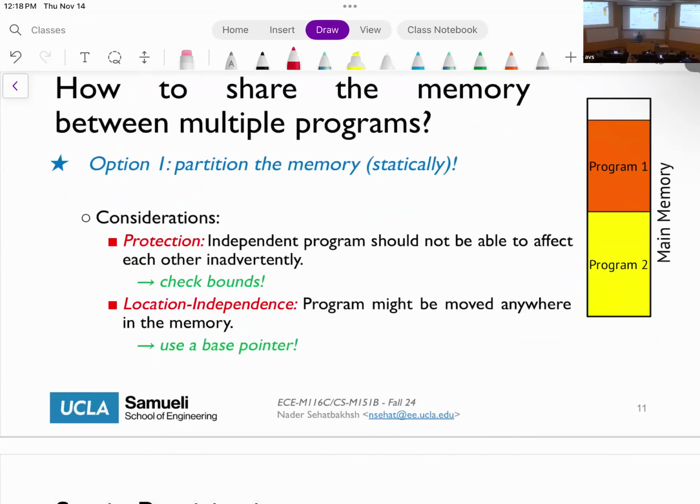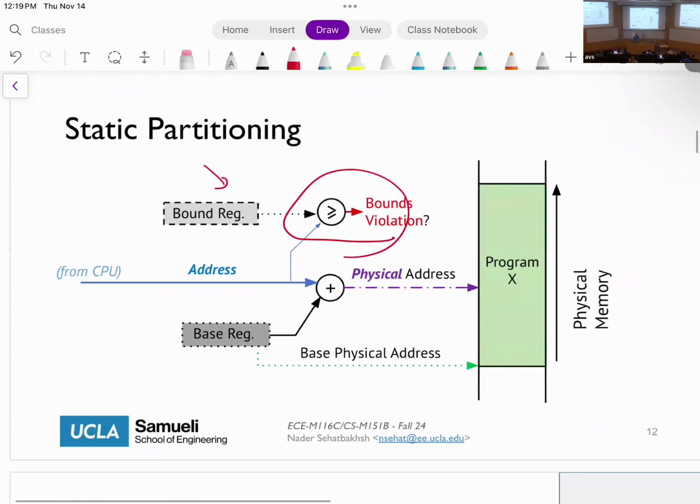So the solution, as I said, for these two problems is that for location independence, we're going to use a base pointer. And for the protection, we're going to use the bounds checks. Together, they're going to look something like this. So your address is coming from the CPU, OK? What you're going to do is take this address, and usually you add it to the base register.